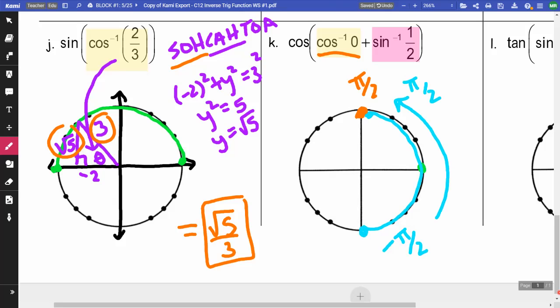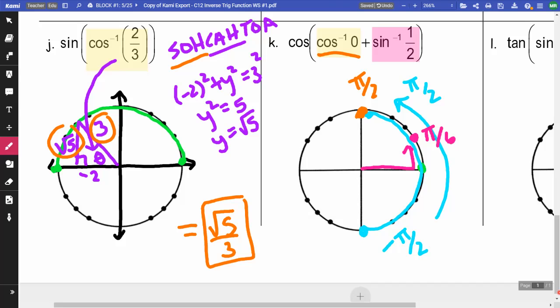So if I want to know where my sine, which is my y, is going to be 1/2, I am going to want my y to be short. So I am going to go long comma short. I am here at pi 6.